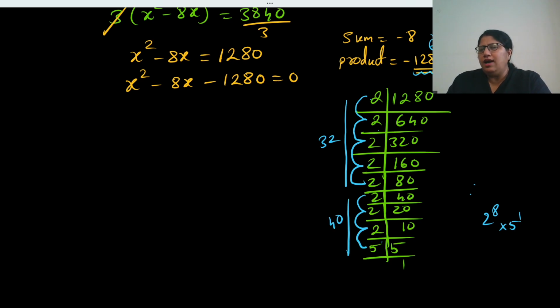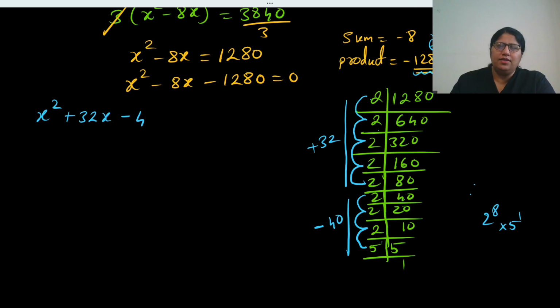See, 40 times 32 is 1280, and if I put negative here and positive here, the sum is going to be minus 8. So it is x square, then I can write down here plus 32x minus 40x. I'm taking 40 in the second place so that it's easy to divide 1280 by 40. Anyways, it's a product. So you know that 1280 is the product. One number will give you the other number.